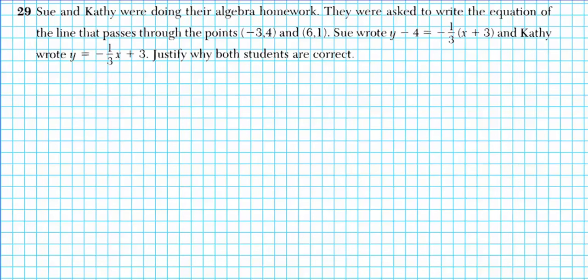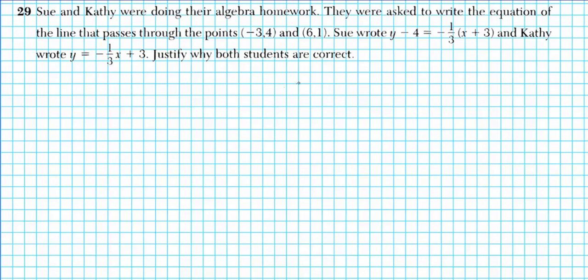It reads, Sue and Kathy were doing their algebra homework. They were asked to write the equation of the line that passes through the points (-3, 4) and (6, 1). Sue wrote y minus 4 equals negative 1/3 times the quantity x plus 3. And Kathy wrote y equals negative 1/3 x plus 3. Justify why both answers are correct.